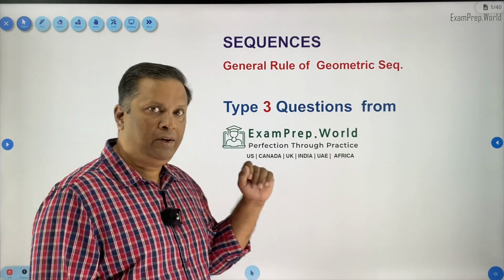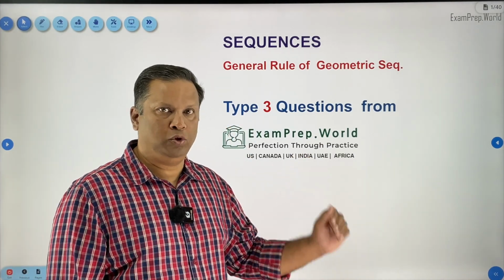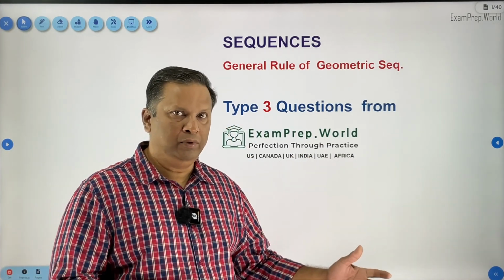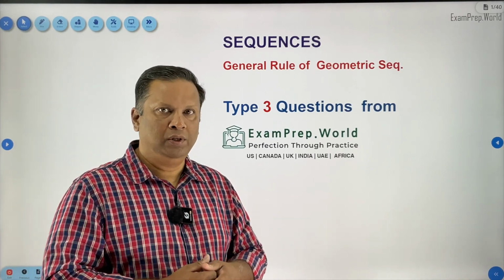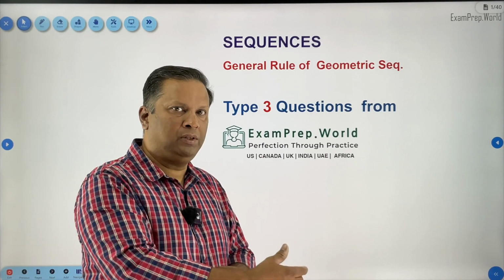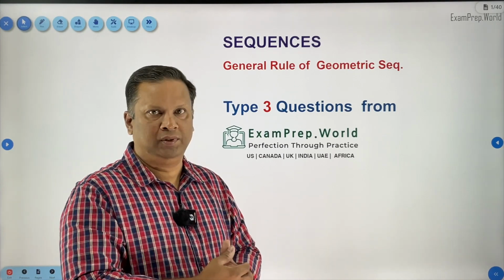Now we are going to do sequences, and we will try to find the general rule of a geometric sequence. I believe you know what a geometric sequence is. A geometric sequence is when you have a common ratio, and when you multiply a certain number to a term, you get the next term, right?